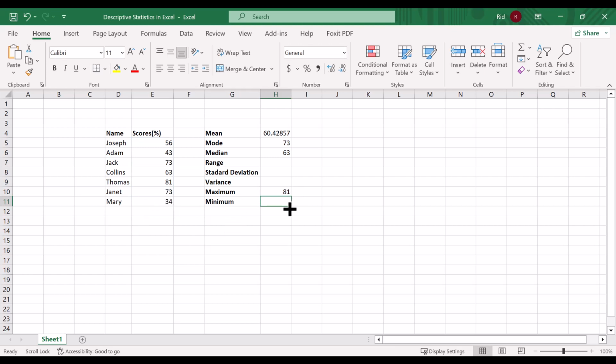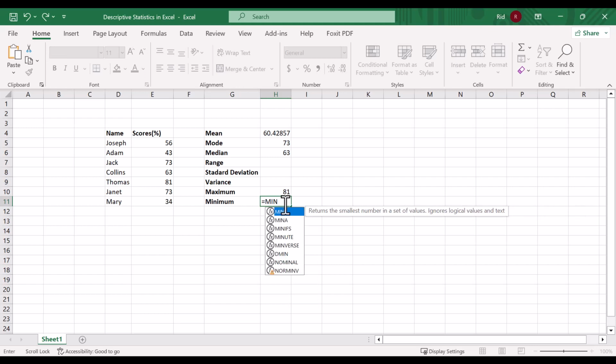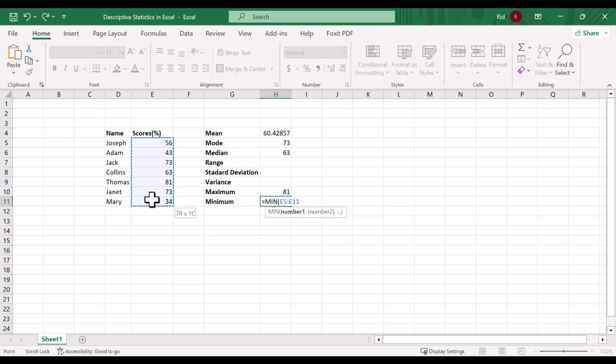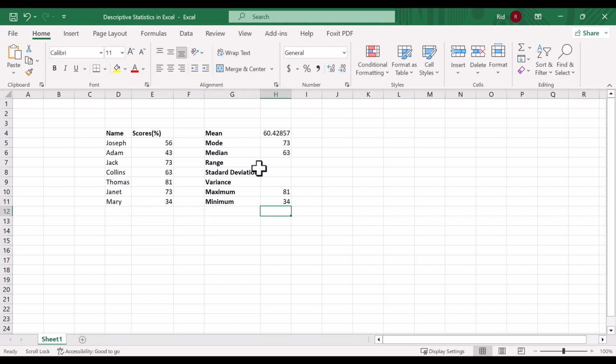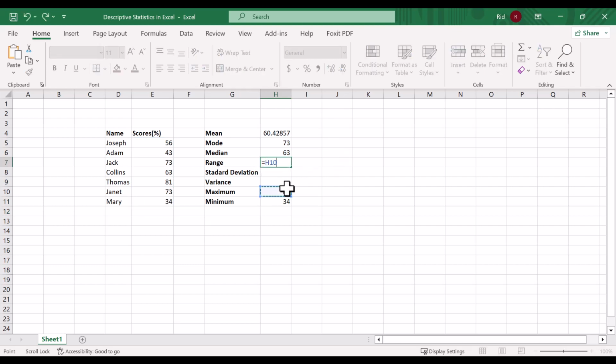We have 81, which is the highest number, and we also use the minimum function to get the minimum value, which is 34. So we now go to the range equals maximum minus minimum. Then we enter, and we have 47 as the range. This is our range, which is the difference between the minimum value and the maximum value.